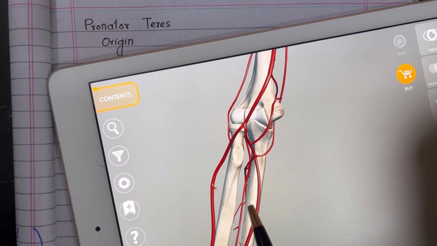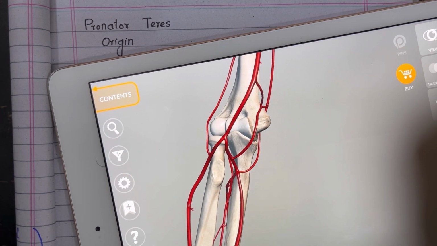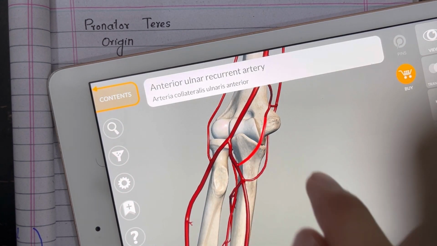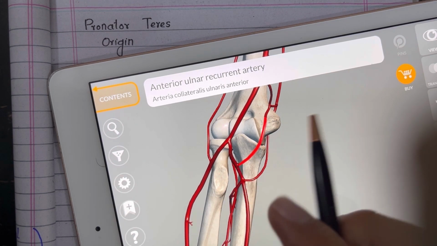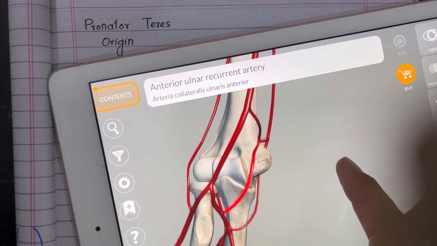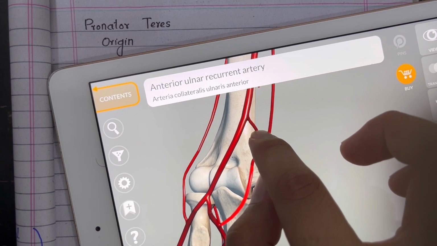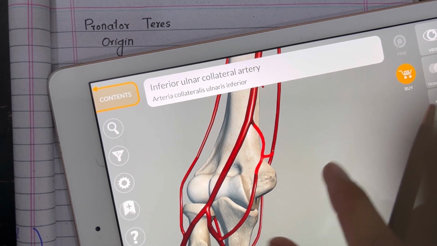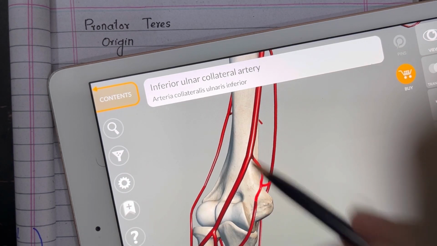Now student, moving toward the blood supply of the pronator teres muscle. So this muscle is supplied by the anterior ulnar recurrent artery. This is the anterior ulnar recurrent artery, which is the branch of the ulnar artery. And student, this muscle is also supplied by the inferior ulnar collateral artery. This is the inferior ulnar collateral artery, and this is the branch of the brachial artery.